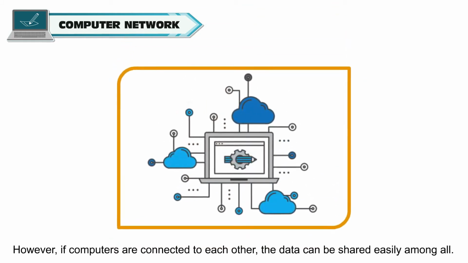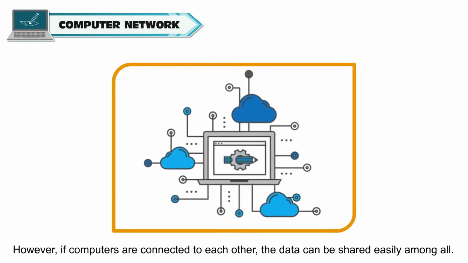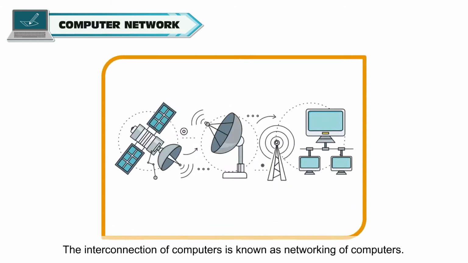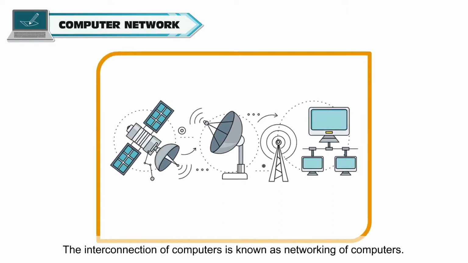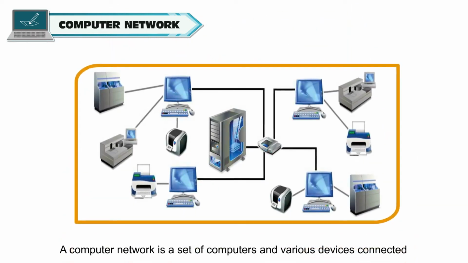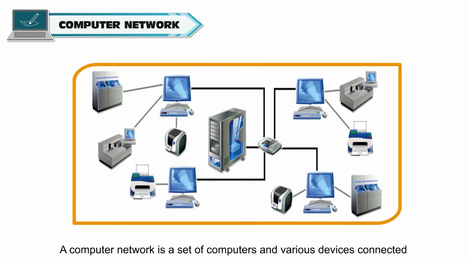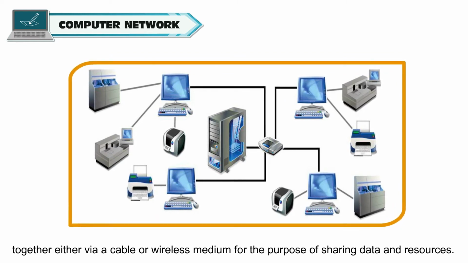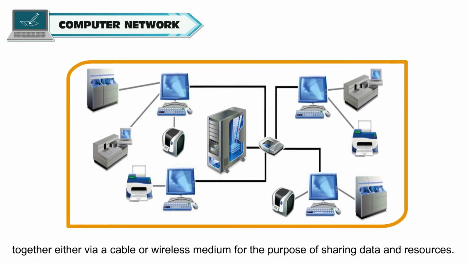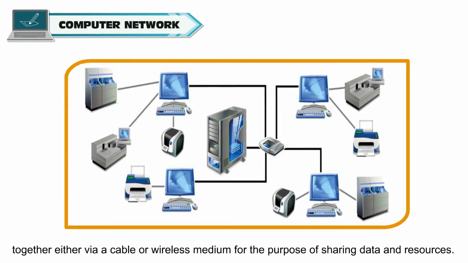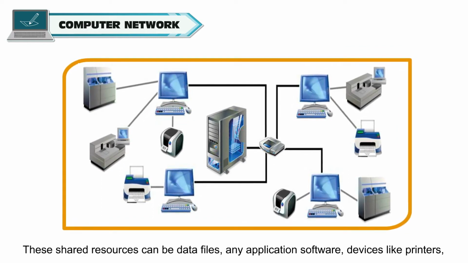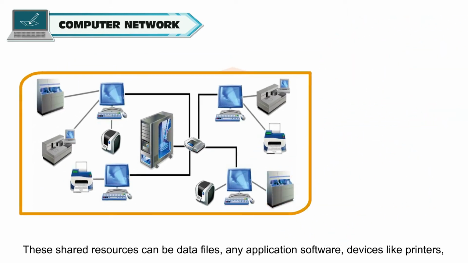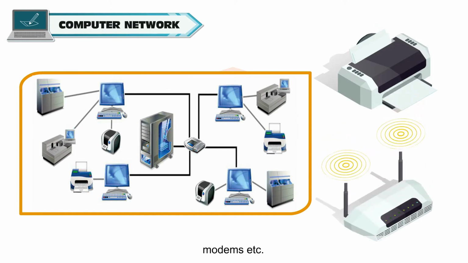However, if computers are connected to each other, the data can be shared easily among all. The interconnection of computers is known as networking of computers. A computer network is a set of computers and various devices connected together either via a cable or wireless medium for the purpose of sharing data and resources. These shared resources can be data files, any application software, devices like printers, modems, etc.